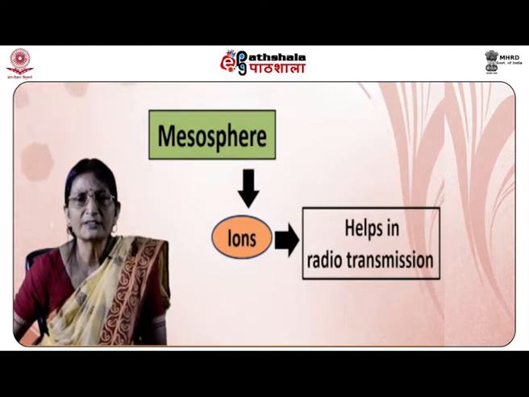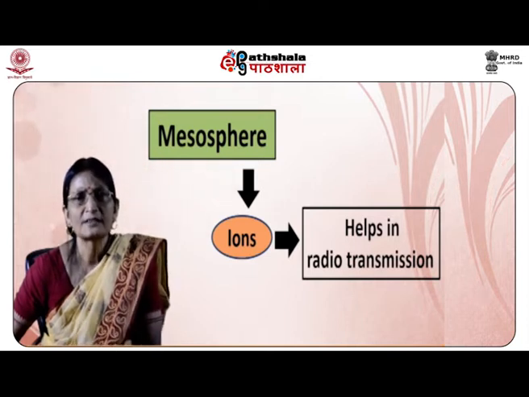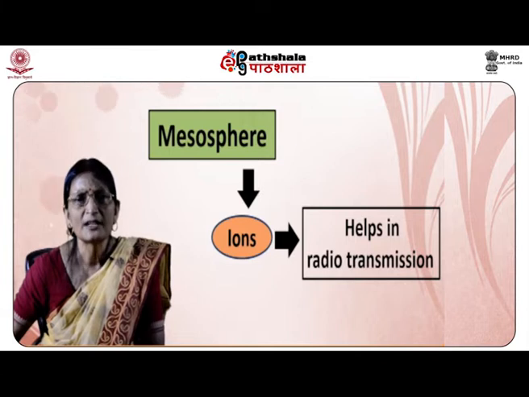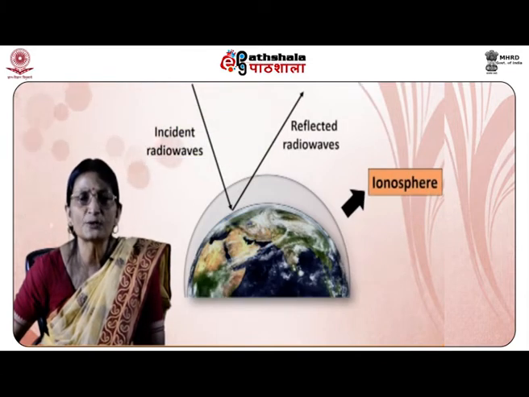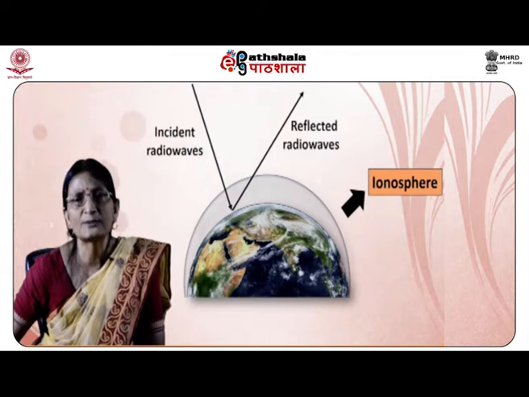In the mesosphere, there are many ions, and these ions help in radio transmission. As we already know, the ionosphere extends beyond 50 kilometers to the end of the atmosphere. The ionosphere is known to be helpful to human civilization because it aids radio transmission, and this happens because radio waves reflect from the surface of ions and go to their destination wherever they are intended to go.